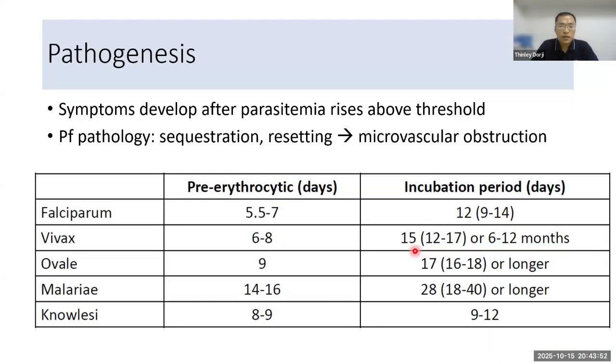The clinical features of malaria appear in humans after the level of parasitemia reaches a certain threshold, and in Plasmodium falciparum, many of the clinical features are a result of sequestration and rosetting. In terms of the incubation period, for Plasmodium vivax it ranges from 12 to 17 days, and for Plasmodium falciparum, 9 to 14 days. But we need to know that in Plasmodium vivax, PV, you can have a relapse of malaria with similar symptoms because of the hypnozoites that remain hidden in the liver.